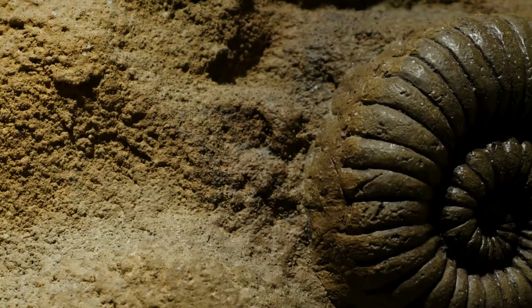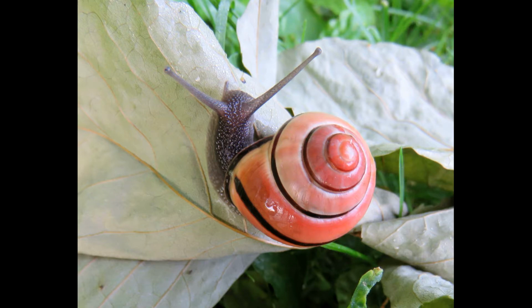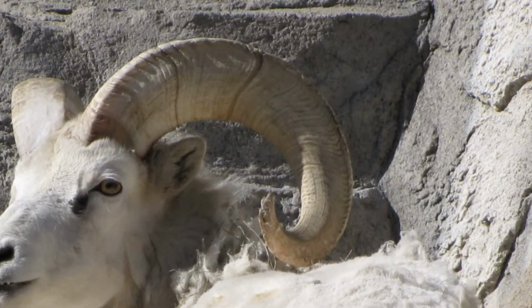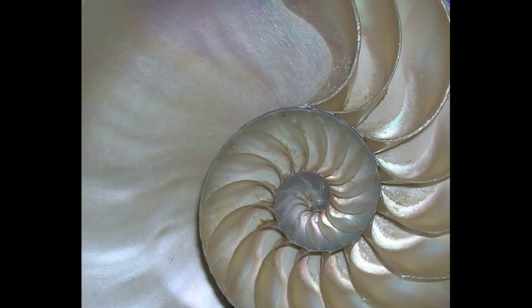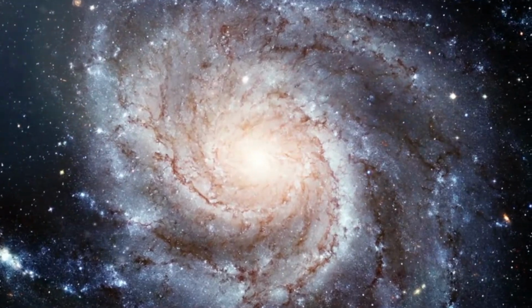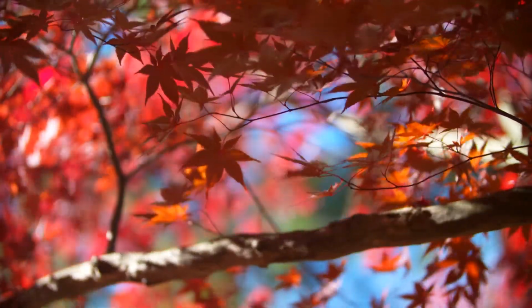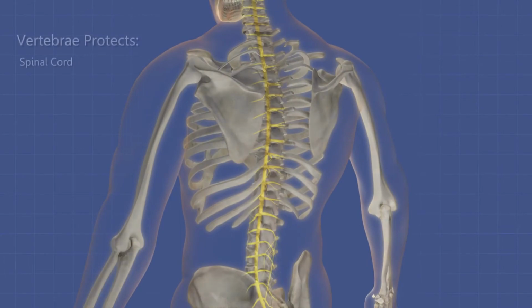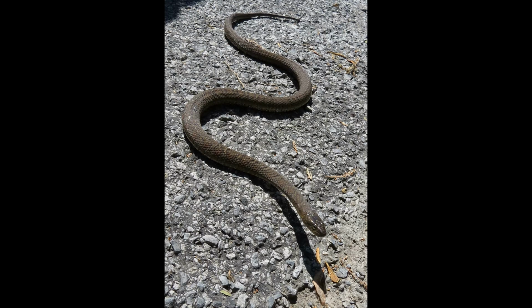A spiral shape allows objects to shrink themselves and not take up as much space. Branching splits shapes into smaller and smaller parts. Meanders are winding curves or bends, like you see in a river.